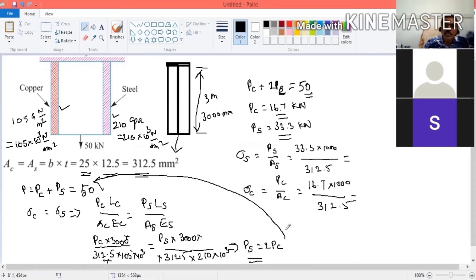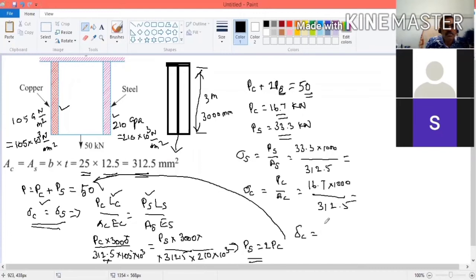Finally, you have to find the deflection. Already we know that delta C is equal to delta S. So either you calculate delta C or delta S. This is delta C, this is delta S. Anyone you can calculate. Both will be same.